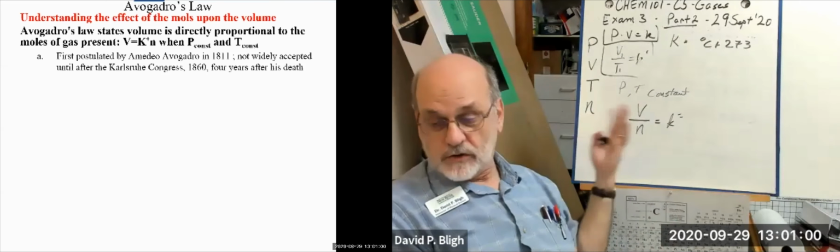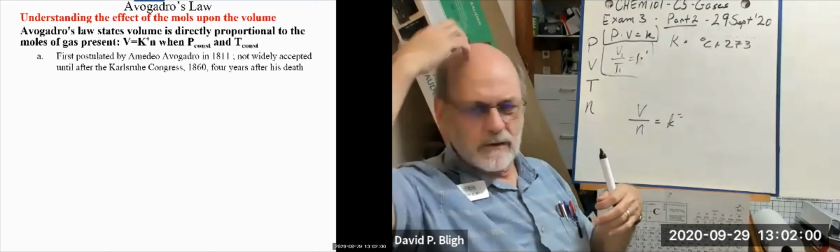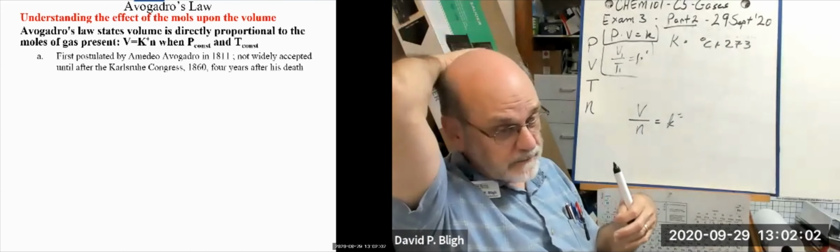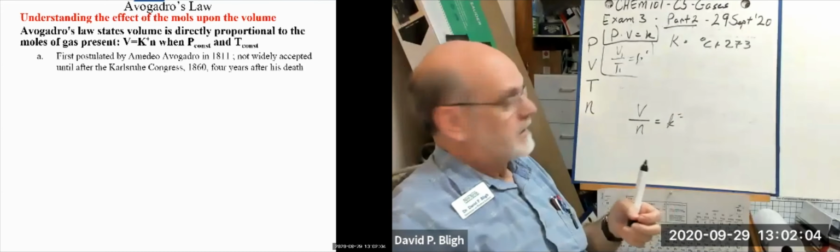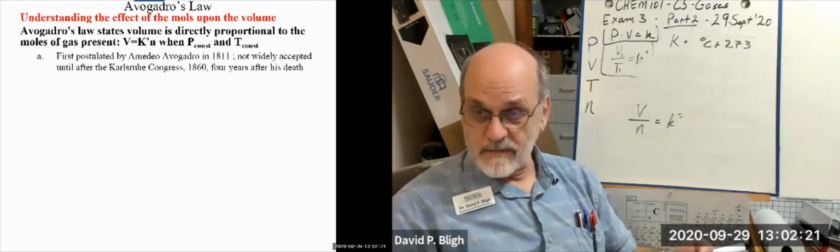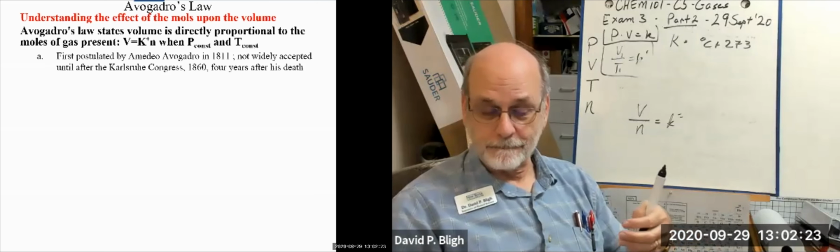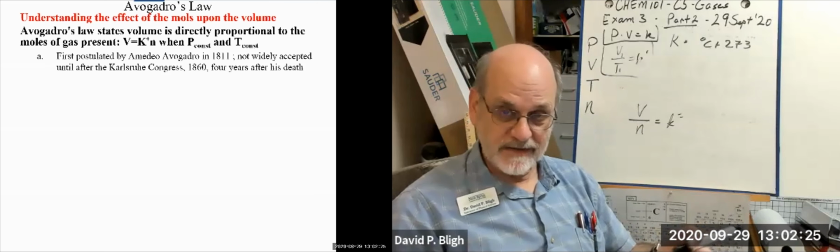Now, Avogadro's law was developed a little bit later. Oh, and by the way, notice that there's almost a century between Boyle's law and Charles' law. Boyle's law dealt with pressure and volume. Why? Because they had the instruments to do it. Volume was easy to measure. Pressure was easy to measure after the barometer was invented.